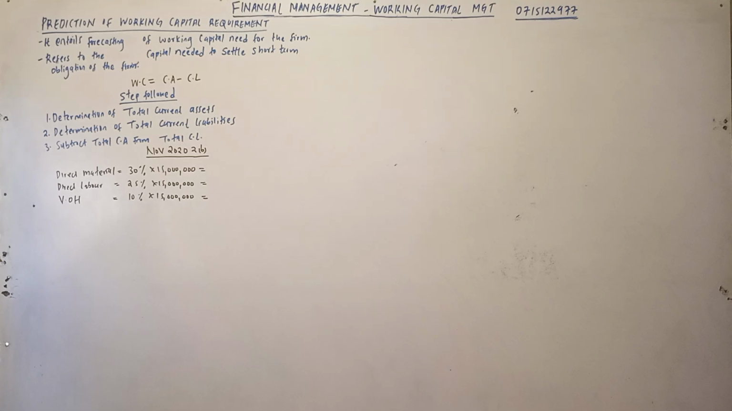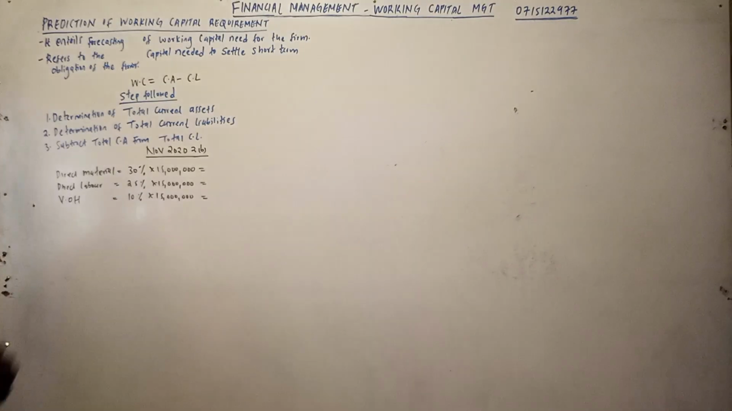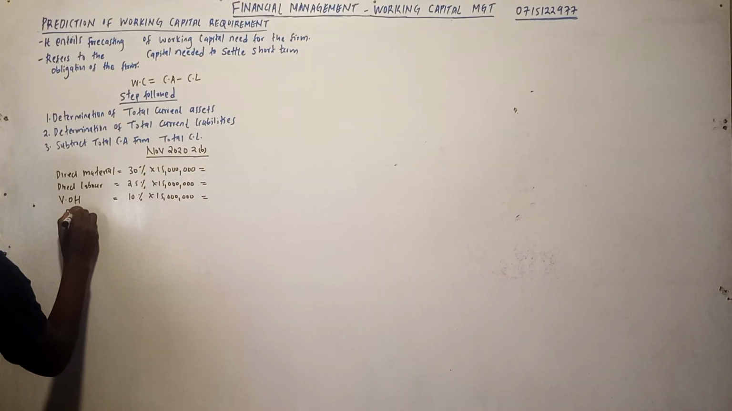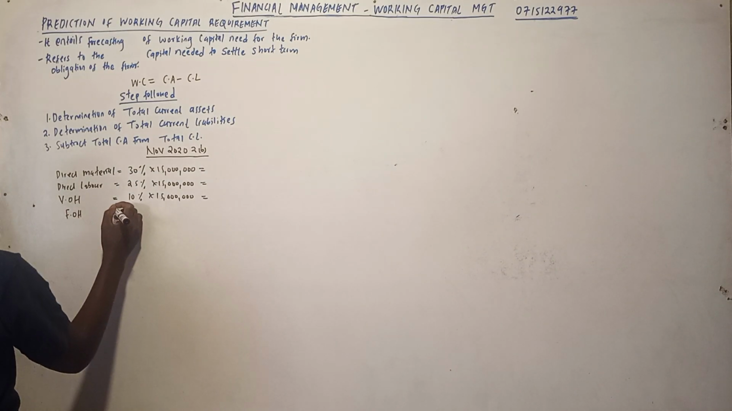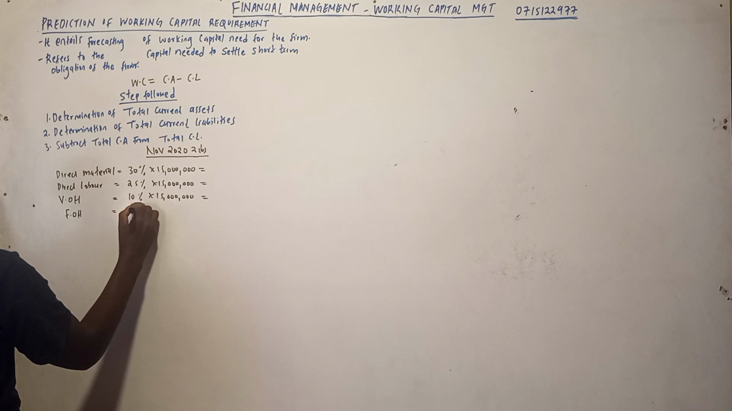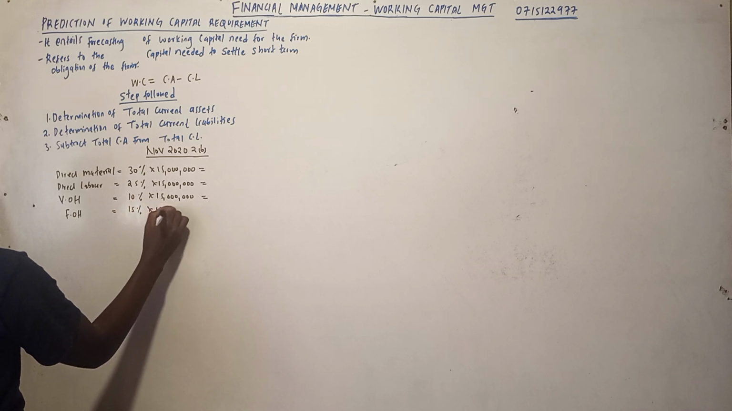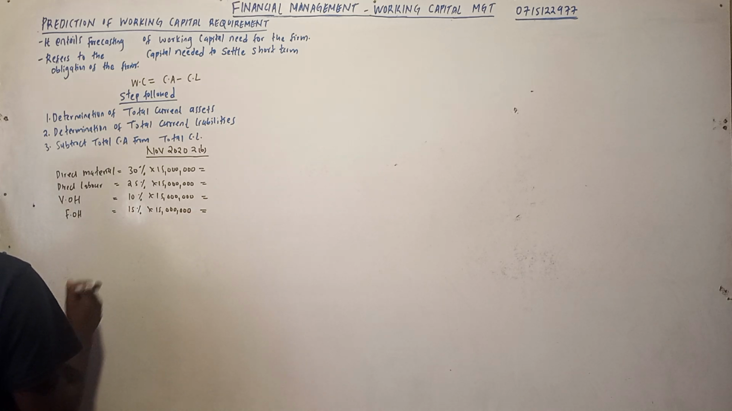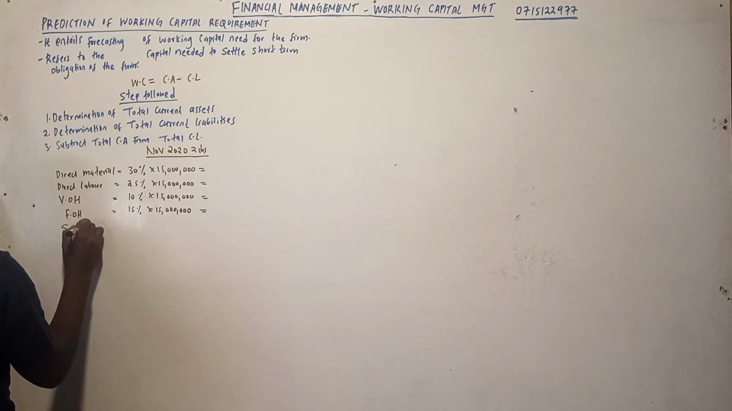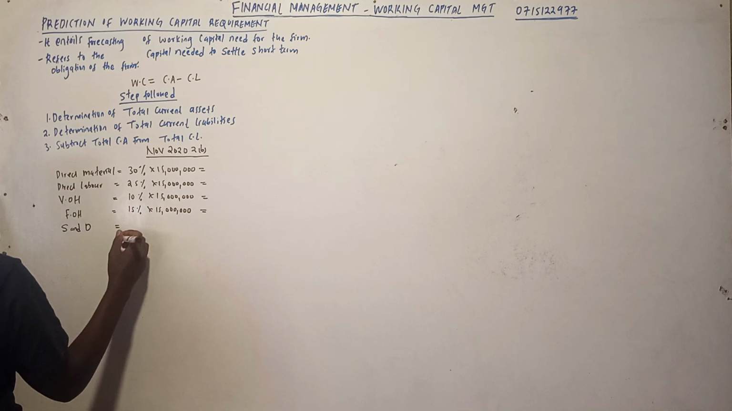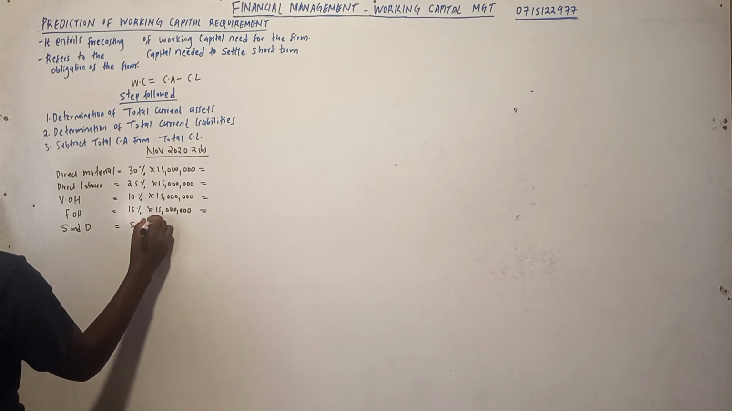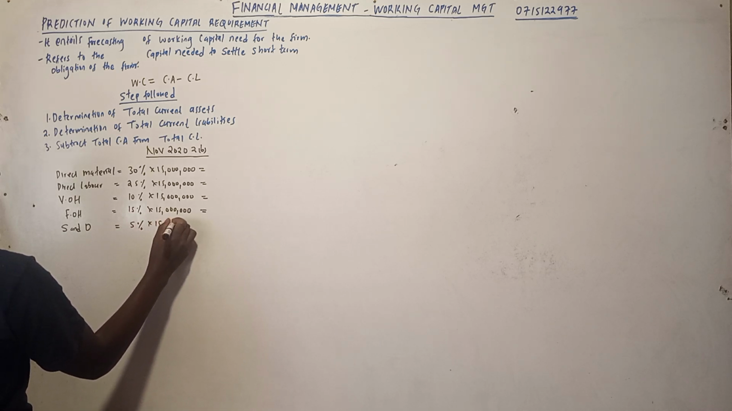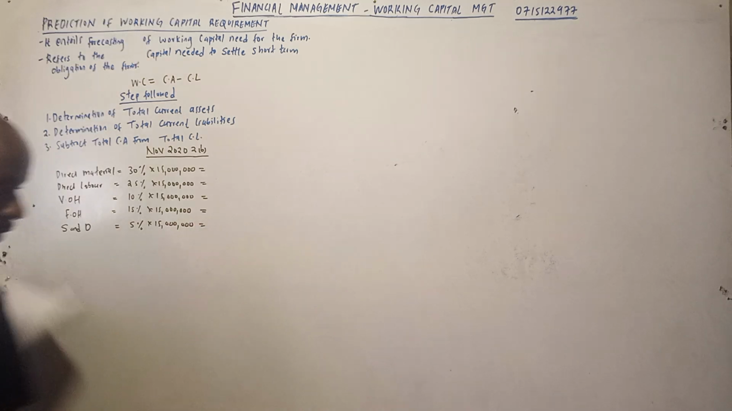Variable overhead is 10%. And then fixed overhead. Now for fixed overhead, they tell us it is 15% of 15,000. Then from fixed overhead we go to selling and distribution, which is 5% of 15,000. So we can get all those figures now.